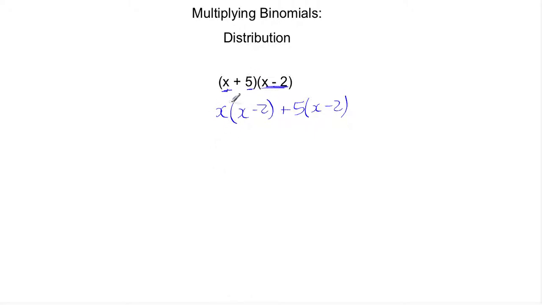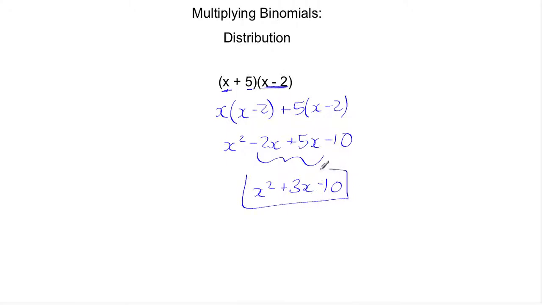And distributing one term is a lot easier than distributing two terms. So I get x squared minus 2x plus 5x minus 10. Now in the middle here, I can see that I have a negative 2x and a 5x. So what I do is I actually combine them by adding. So 5x plus negative 2x is 3x. And so once all terms are combined, I have a beautiful product of these two binomials.